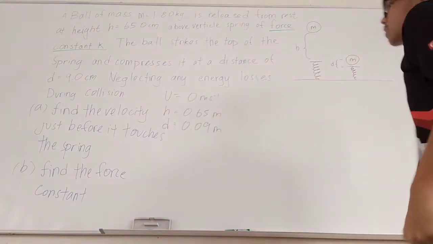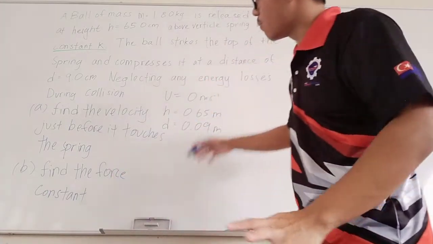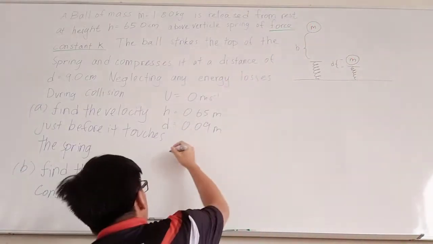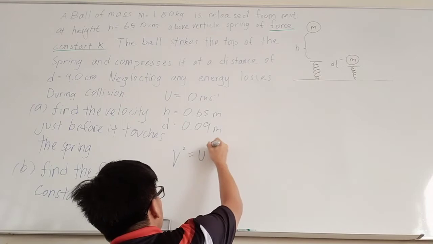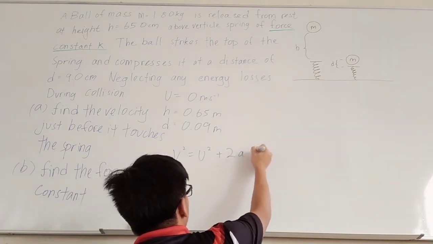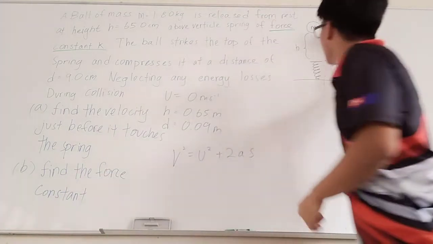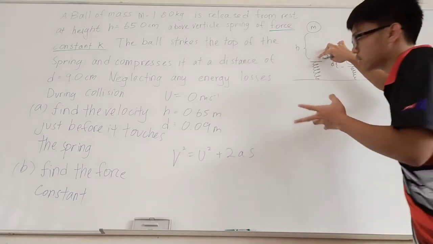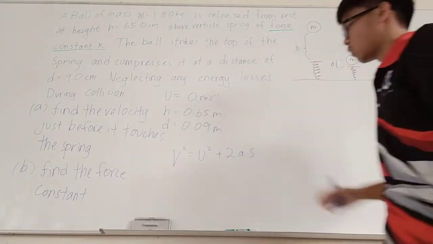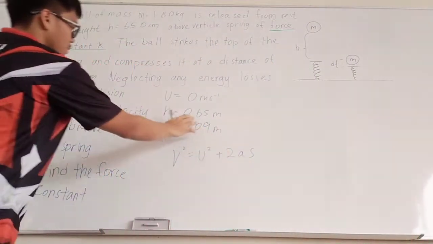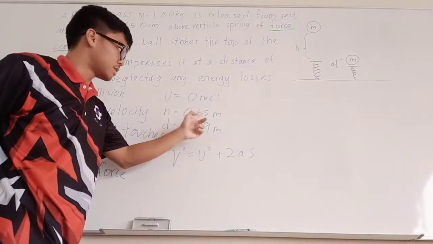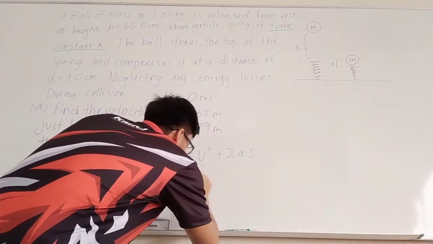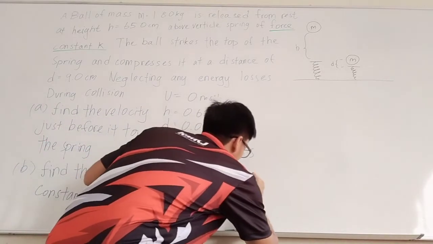We can see the form of linear equations here since we are solving for v. So we can use the equation v squared equals u squared plus 2as. Just as I said before, the point where the ball has traveled h is the point where the ball just touches the spring. So we know that s is going to be 0.65, but negative. Remember, s has a direction. So v squared equals 0 squared plus 2 and a.